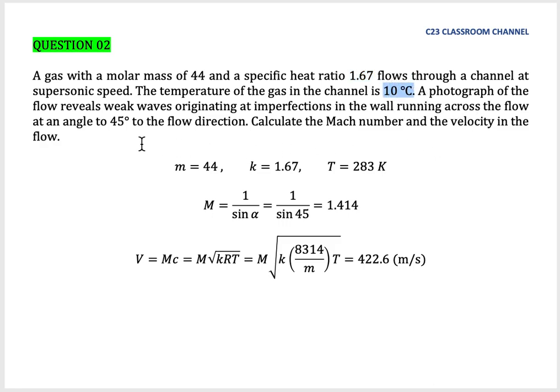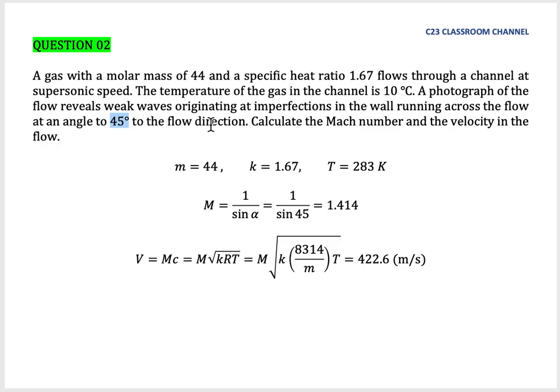A photograph of the flow reveals weak waves originating at imperfections in the wall running across the flow at an angle of 45 degrees to the flow angle. Calculate the Mach number and the velocity in the flow.